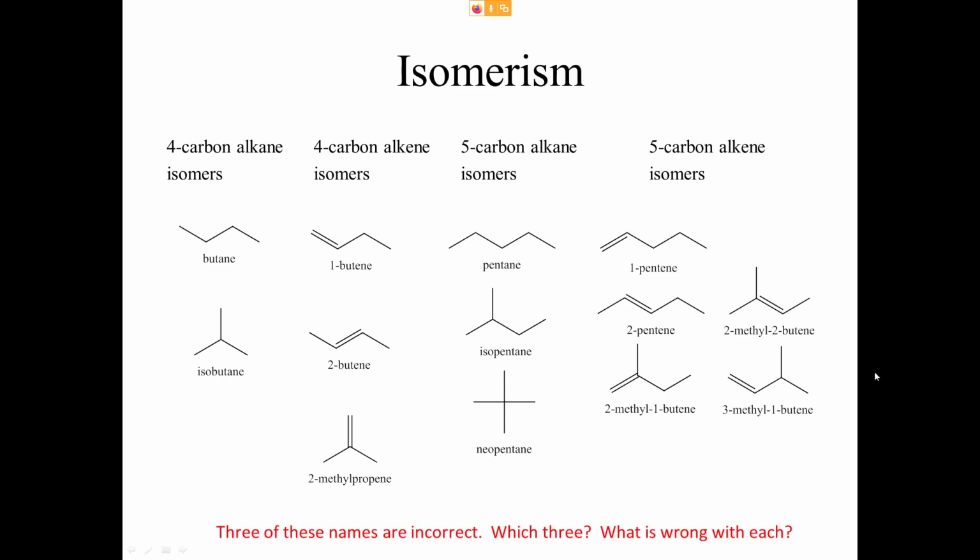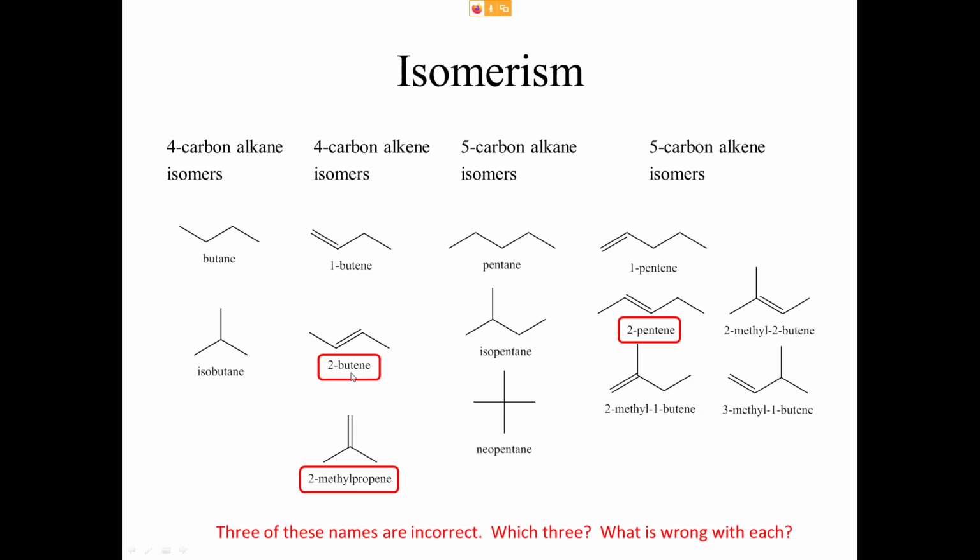Okay? And once again, 3 of these names are incorrect. And I want you to go through and figure them out. So if you're watching this again, pause it and try to figure out which ones they are. Maybe a cis or trans is needed. Perhaps I've included a number that is unnecessary and so forth. So, right, so that's the case here.